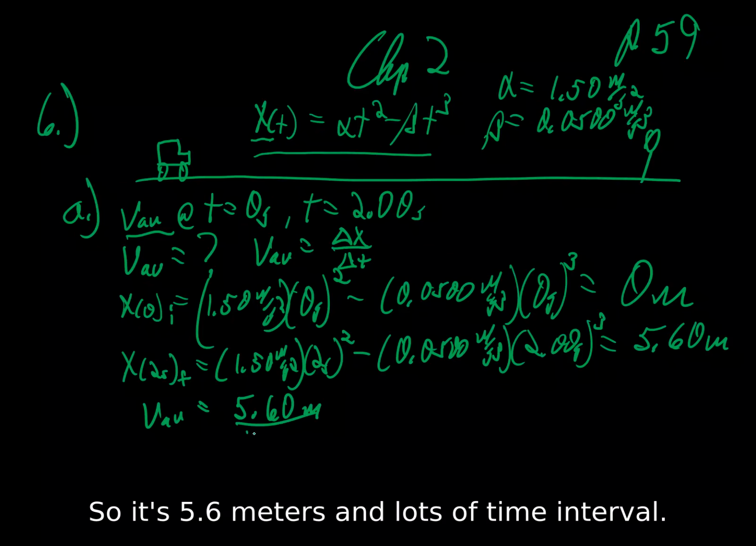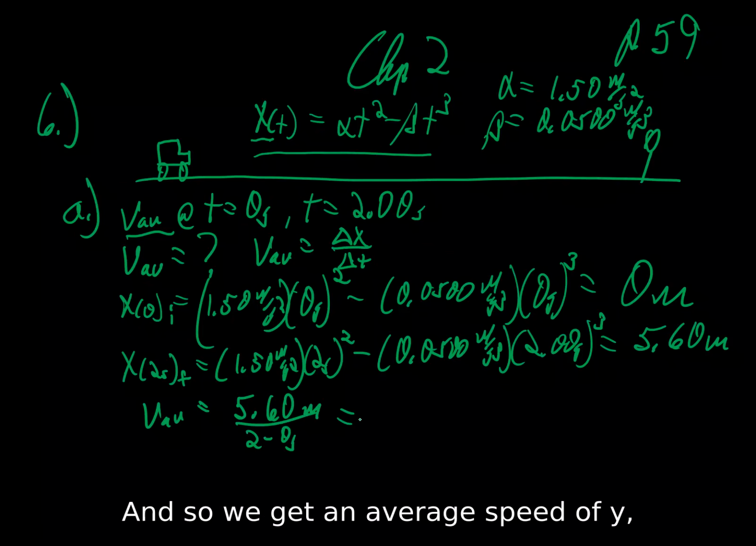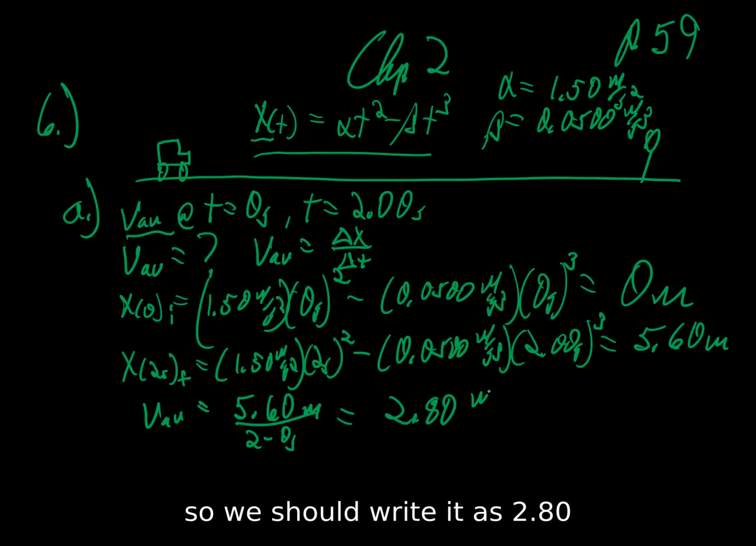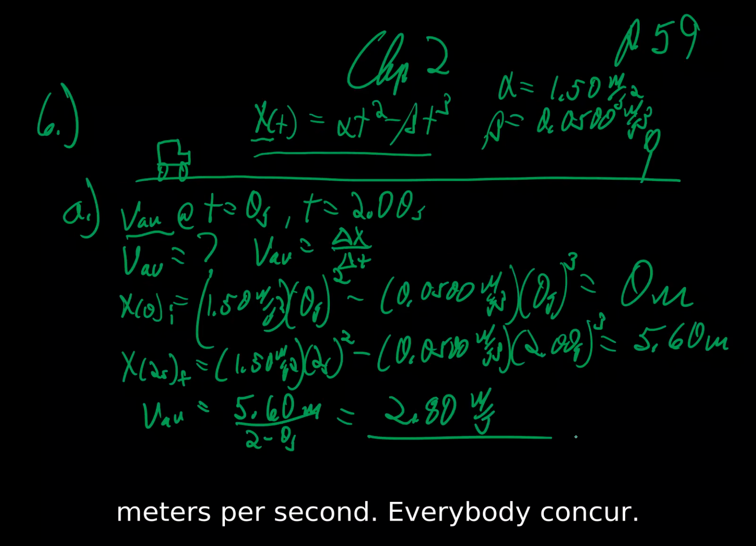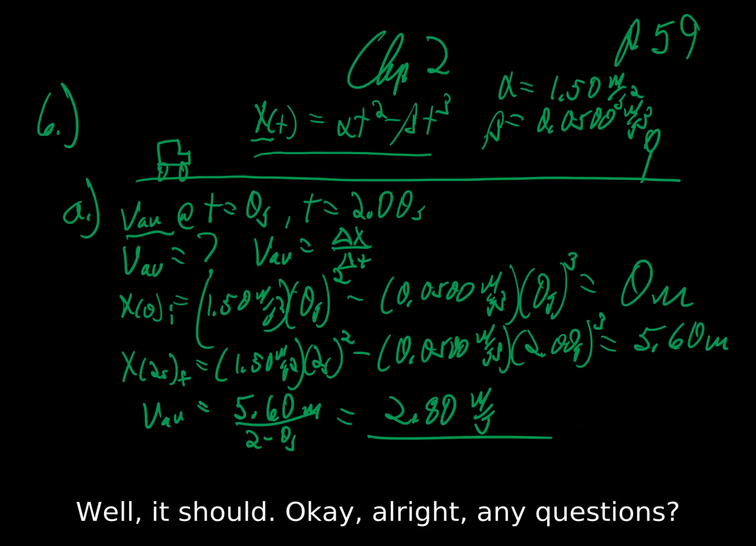So it's 5.6 meters, and what's the time interval? It's 2 minus 0 seconds, which is 2 seconds, and so we get an average speed of what? 2.8 meters per second, and that should be 2.80, right? Because it's 3 significant figures, so we should write it as 2.80 meters per second. Everybody concur? Does that make physical sense? Well, it should. Okay. All right. Any questions?